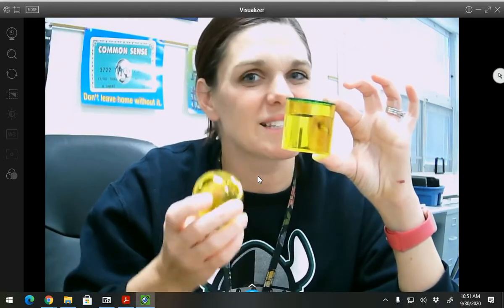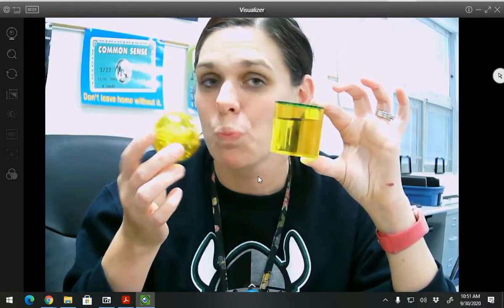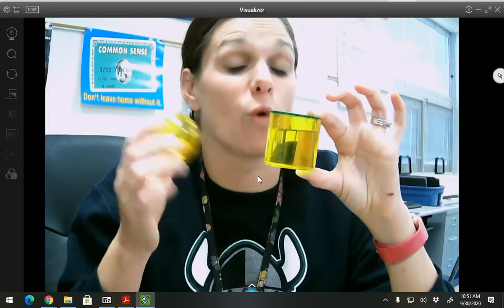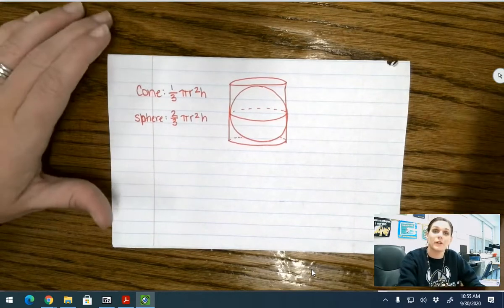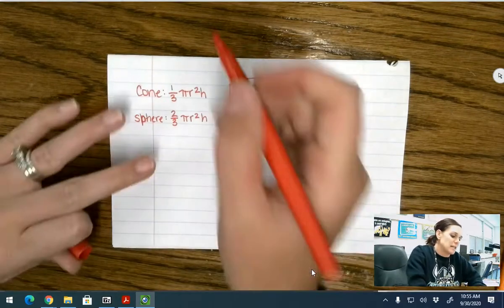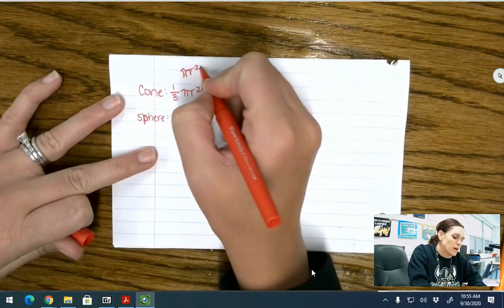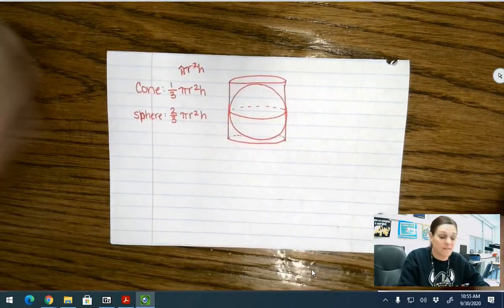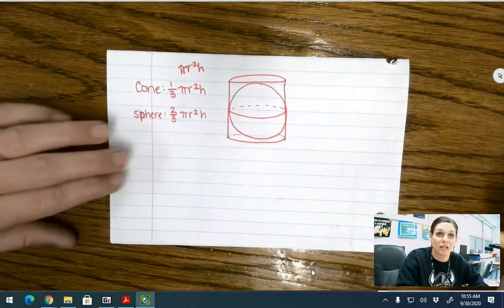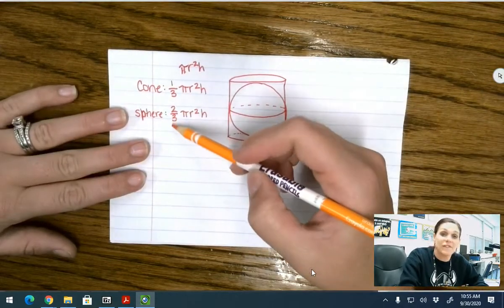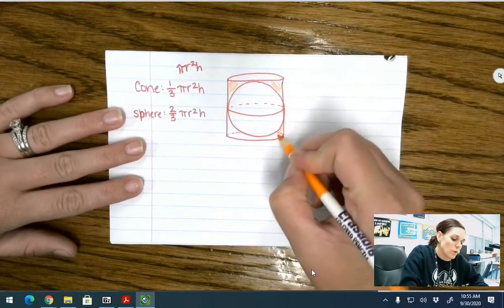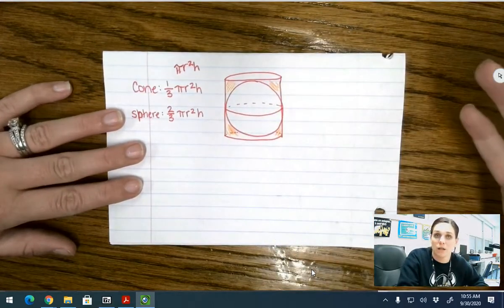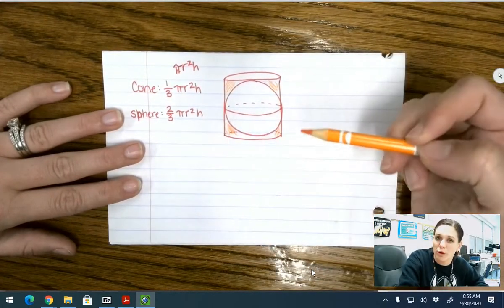All right, so let's kind of talk about how these are related and where we get the formula for sphere from. So let's now take a look at the sphere, how it becomes its formula. All right, so the first thing you have to understand is that a cylinder is pi radius squared times height. And as we've already dived into, a cone is 1/3 of that cylinder. Well, a sphere fits 2/3 of it. So notice that there is space in the four corners of that cylinder. So that's why the sphere only fits 2/3 of it.